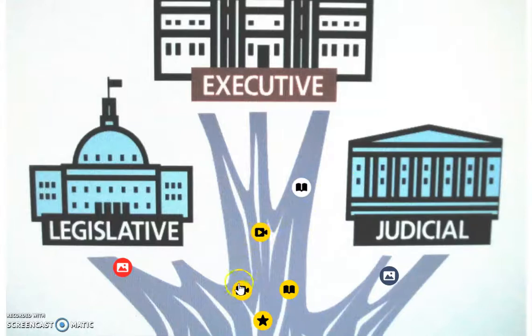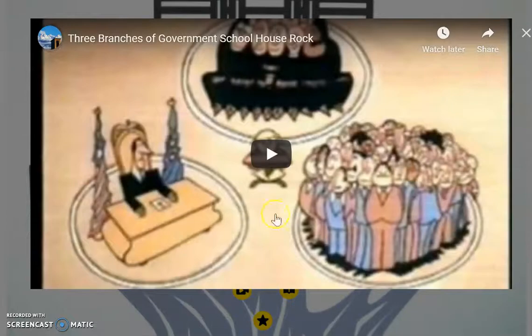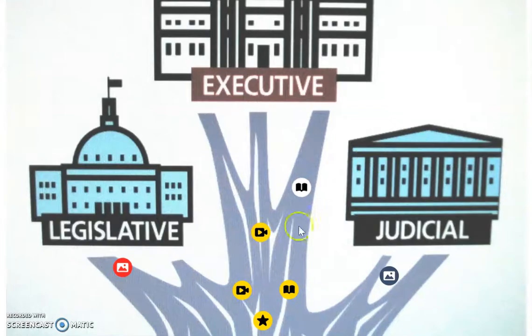And then the buttons that I have in yellow are the resources that are not specific to one branch. They're just kind of about all of them. So the first one is a cute little Schoolhouse Rock video that explains all 3 branches of the government and how they work together.